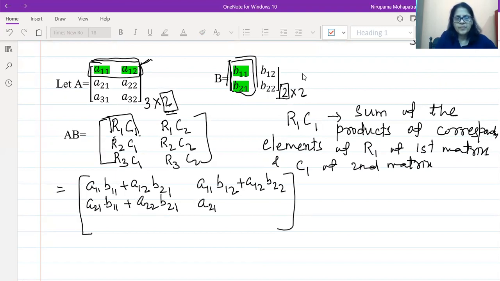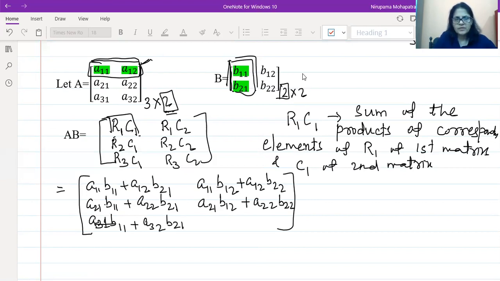A21 B12 plus A22 into B22. Now R3C1, similarly, third row. So let me write it. Okay, A31 B11, plus A32 into B21.